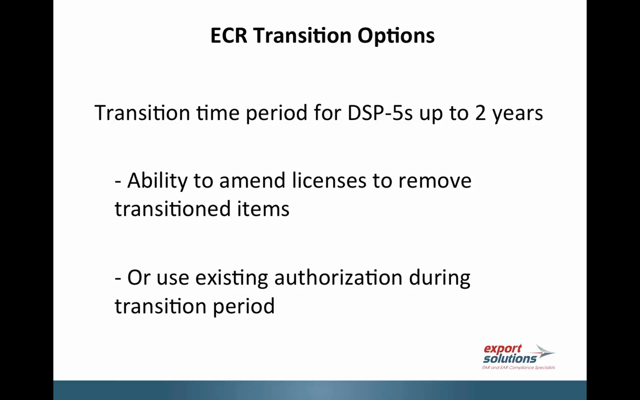You also have the ability to amend the licenses to remove the transitioned items. So if you have a whole bunch of ITAR categories on a license, and 2 of them have gone away now because they're now under control of the Commerce Department, you can go ahead and amend your license, especially if you got a brand new license and you just got it recently and you want it to still be valid for 4 years. It'd probably be worthwhile for you to amend it. Or if you can get all your business taken care of within the 2-year transition period, then you can continue to do that.